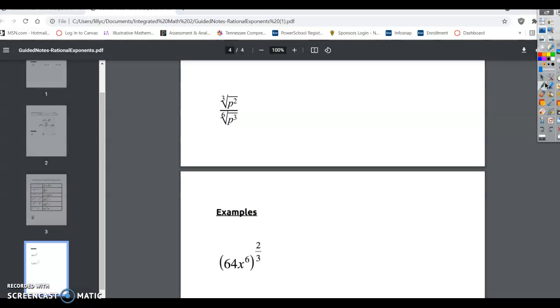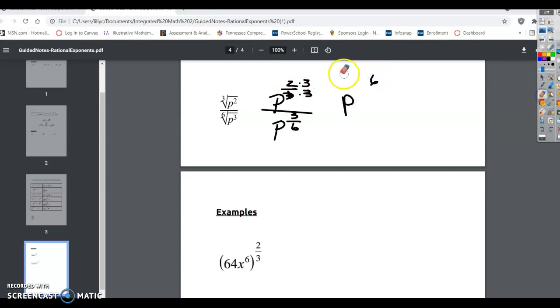Let's use our properties of exponents to just kind of rewrite this. So I'm going to rewrite this as p to the 2/3 power over p to the 3/6 power. And since these do not have a common denominator, I have to get a common denominator before I can use the properties.